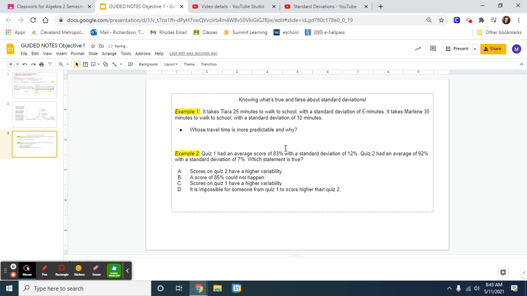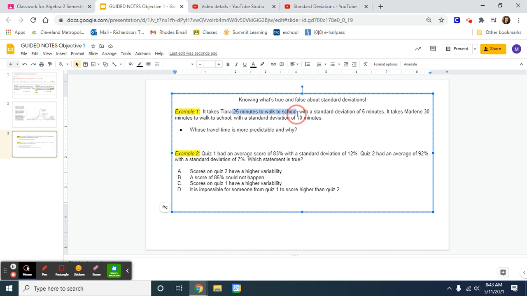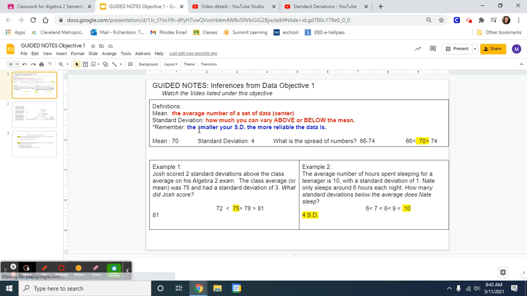Slide 3 is 2 other examples talking about making inferences from deviation. So here we go. It takes Tiara 25 minutes to walk to school with a standard deviation of 5 minutes. It takes Marlene 30 minutes to walk to school with a standard deviation of 10 minutes. Whose travel time is more predictable? More predictable. Let's go back to our first slide.